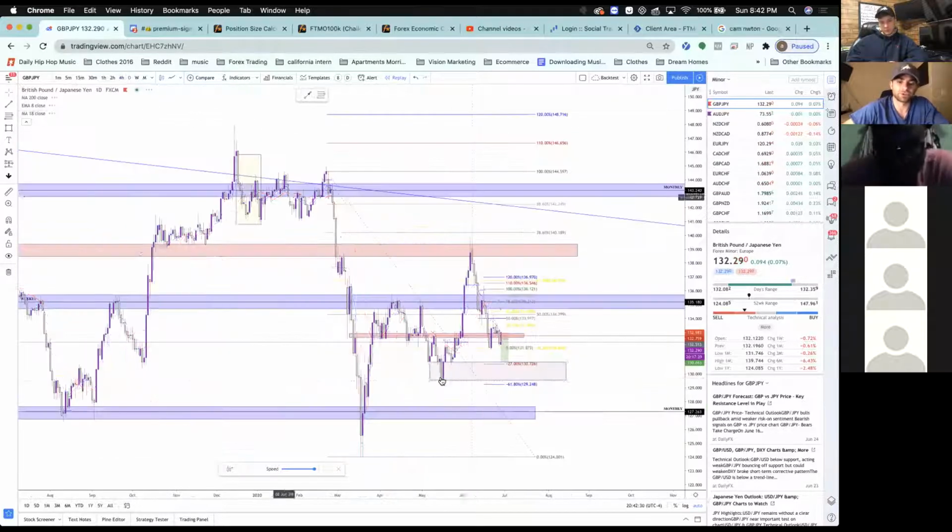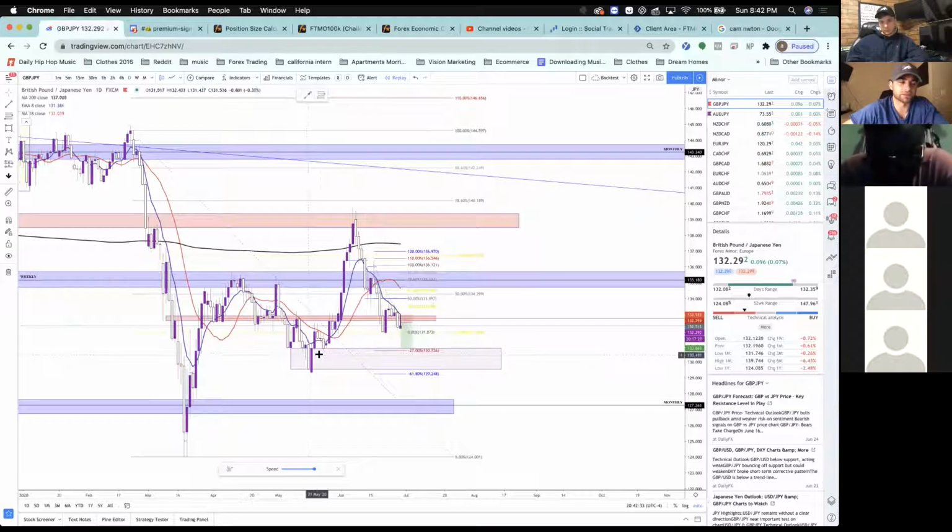And then also I just want to show you, this is a demand zone on the daily time frame that I'm looking to be retested.